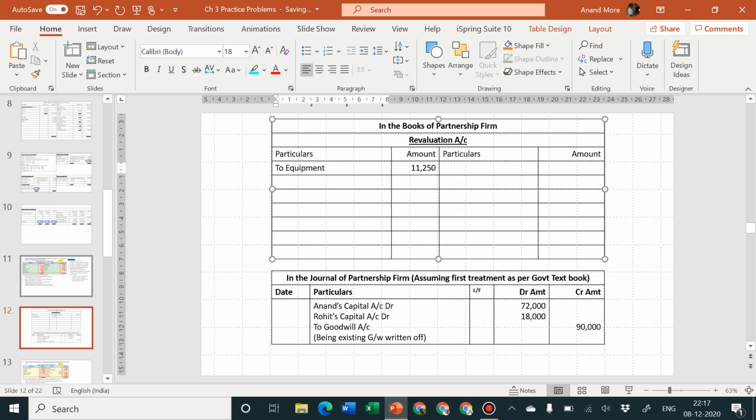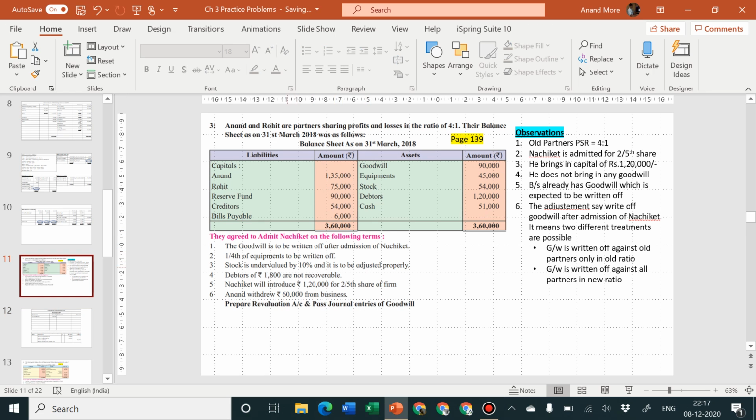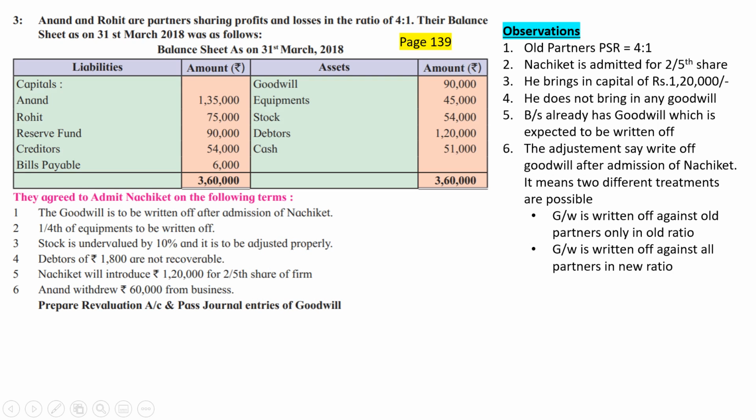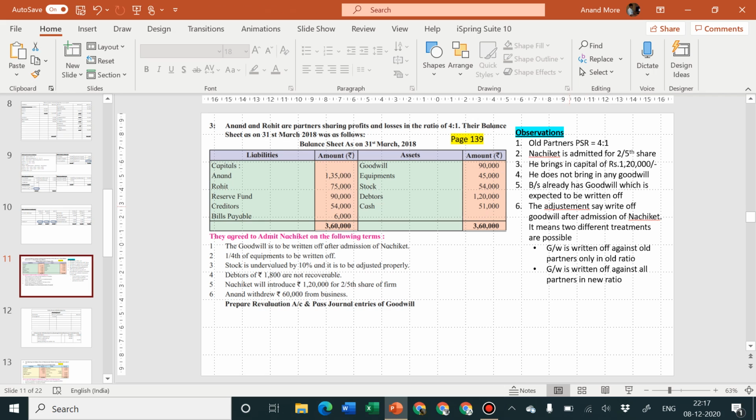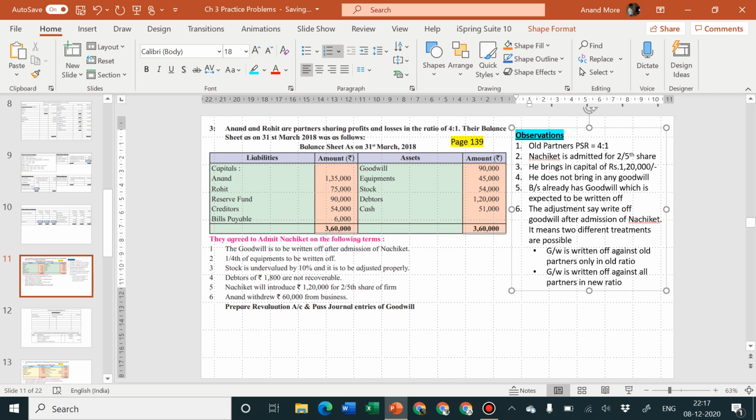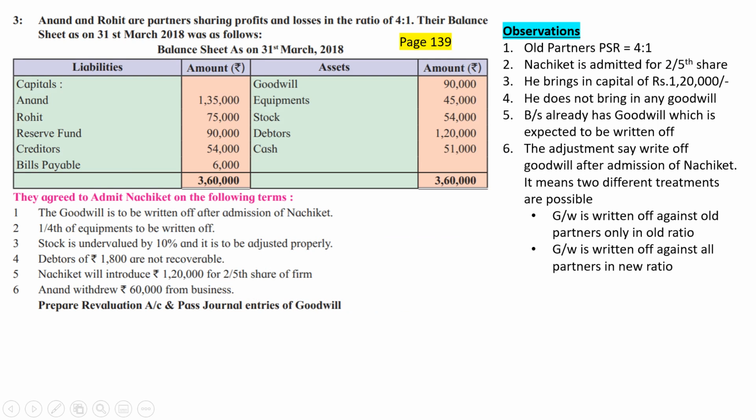Okay, next one. Next adjustment is stock is undervalued by 10% and it is to be adjusted properly. Now this is a tricky adjustment. I want you to understand it properly. Listen here. What have they specified? Stock is undervalued by 10%.